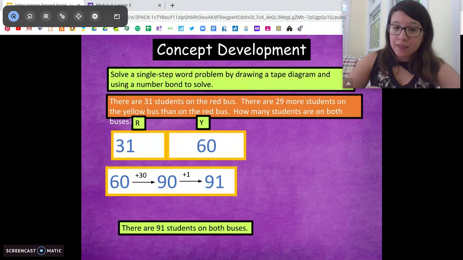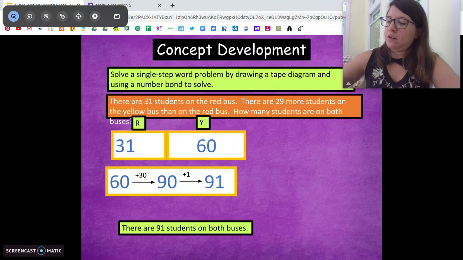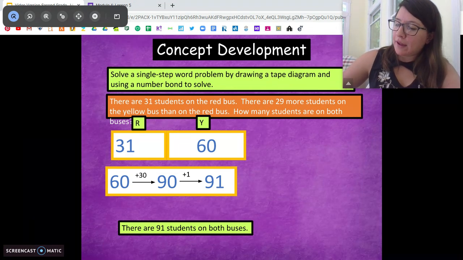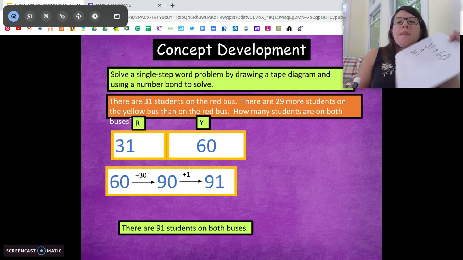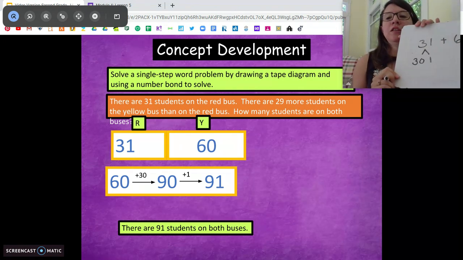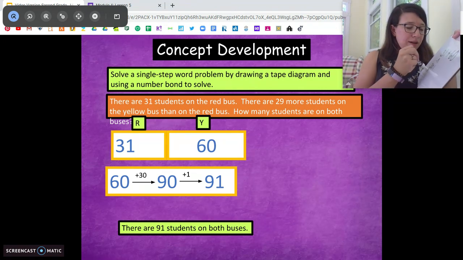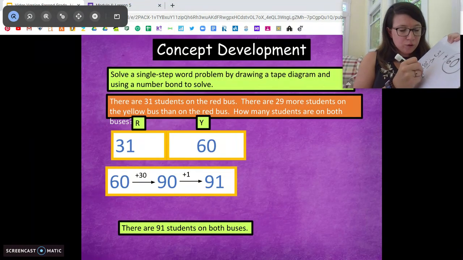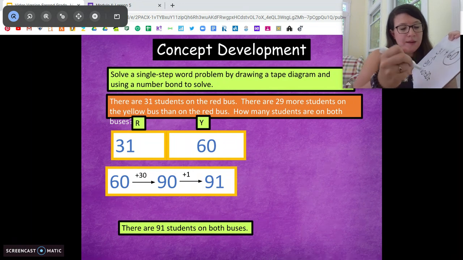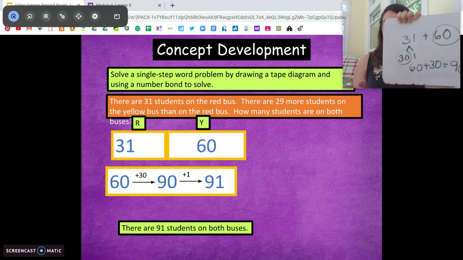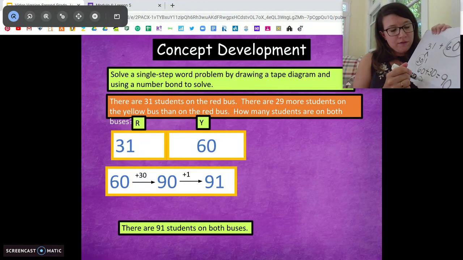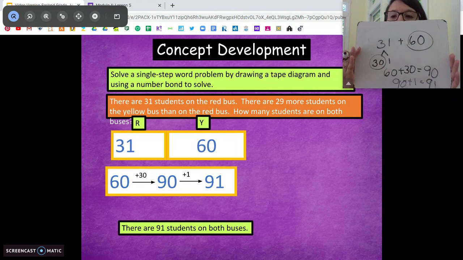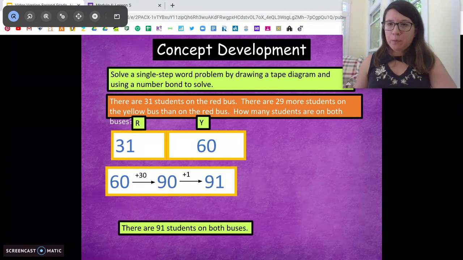Now if we're going to solve it the number bond way, I'm going to take my 31, break it into 30 and 1. Then what I'm going to do is I'm going to add my like terms. I'm going to add 60 and 30 because those are both groups, multiples of 10. 60 plus 30 is 90, and then I just got to add in that extra 1. 90 plus 1 equals 91. Got the same answer either way. Which way works better for you?